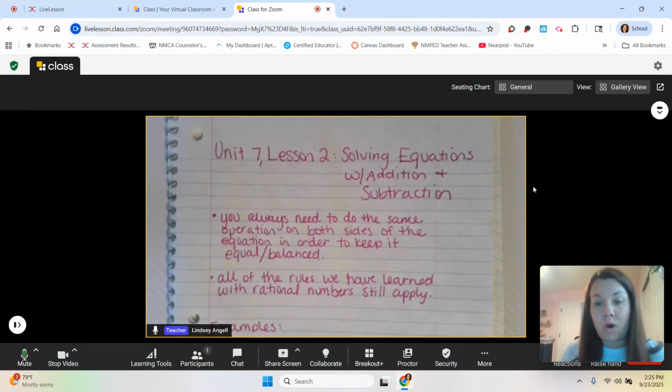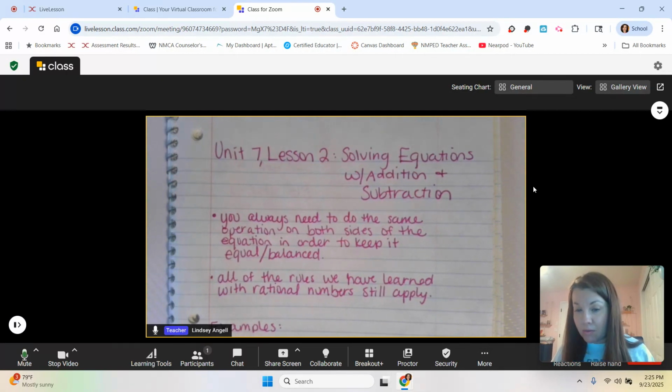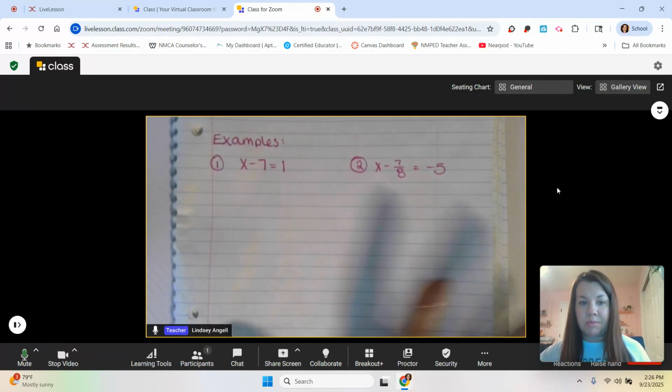So you always need to do the same operation on both sides of the equation in order to keep it equal and balanced, okay? And it might seem a little silly while you're going through the lessons, like, why do I need to do it to both sides? But as you get into higher levels of math, that process is going to become more and more important and crucial with you solving problems. Okay, so keep that in mind. It's for a long-term habit. So let's go through some examples.